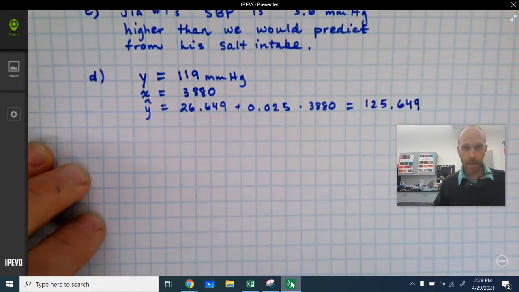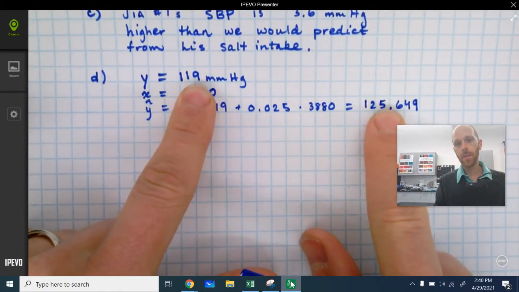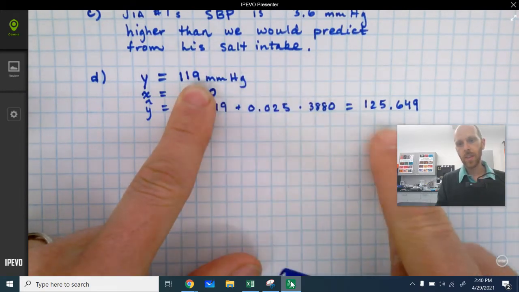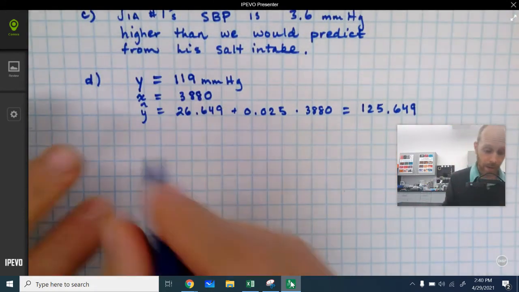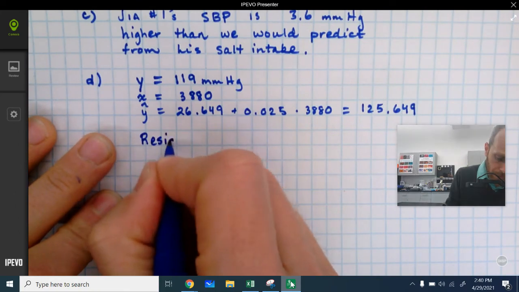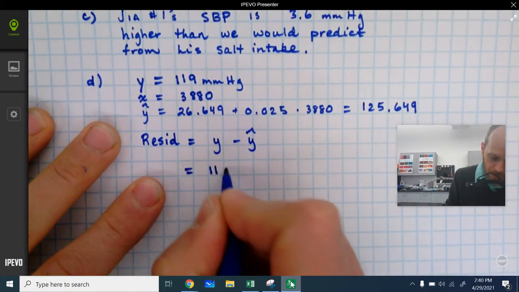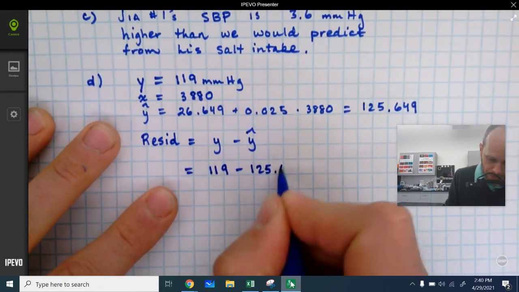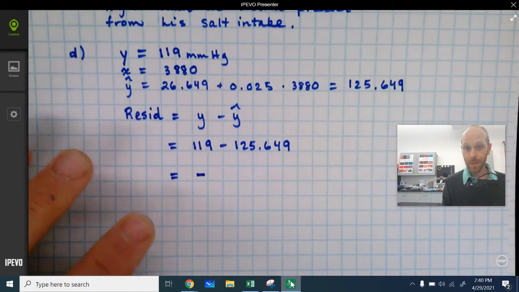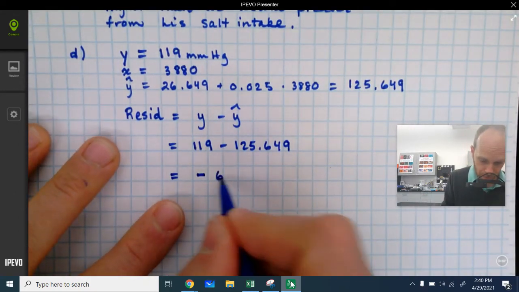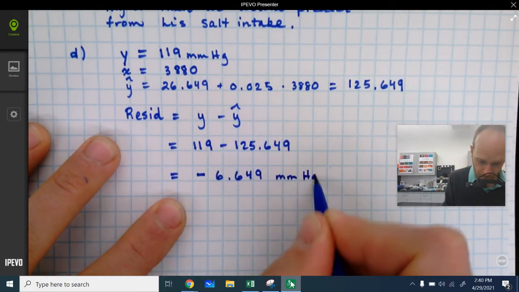125.649. Now, a common mistake I see students making at this point is figuring that we have to compare these two numbers, and this one right here is 6.6 units higher, so we say the residual is 6.6. The issue with that is that the residual is the actual minus the predicted. While we are finding the difference between these two numbers, notice that since we're subtracting the bigger number, the answer is going to be negative. So in this case, it'll be about negative 6.649 millimeters of mercury.